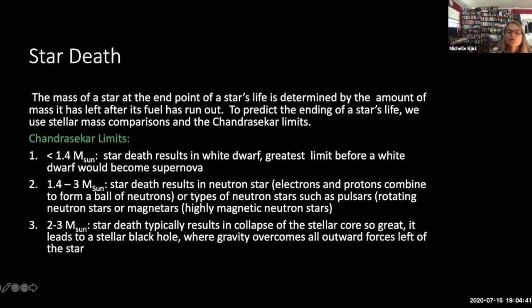So if you're between 1.4 and 3 solar masses, your star death will end up as a neutron star. Okay, the electrons and protons combine to form a ball of neutrons. That's what we mean by a neutron star. It's a star just full of neutrons, and it's still held up via gravity through that pressure from the neutrons. And then if the neutron star starts spinning rapidly, then it's a pulsar. Or a neutron star that's highly magnetic is called a magnetar.